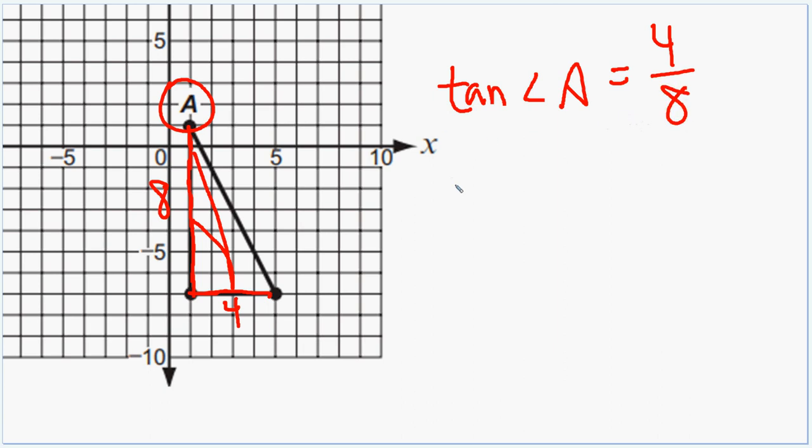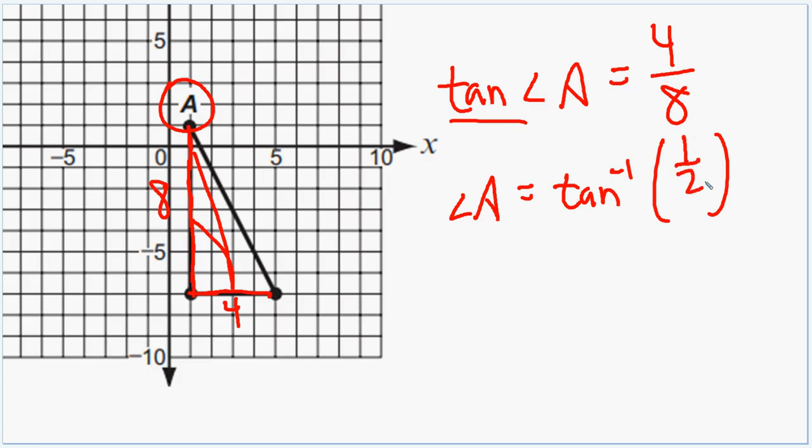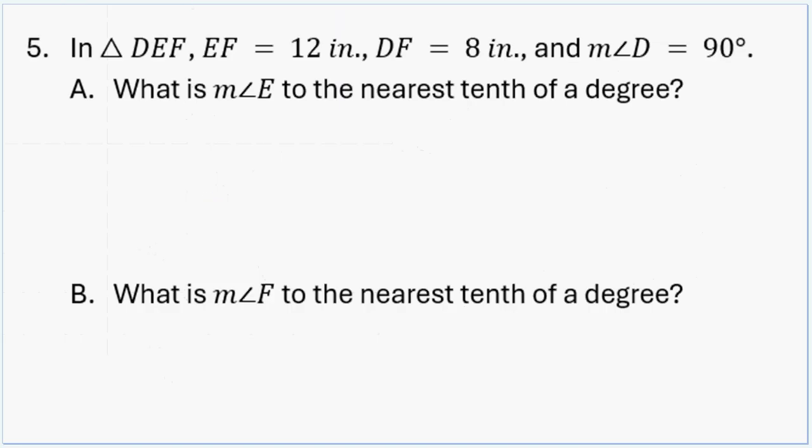So of course, to get rid of tan, we're going to use tan inverse. Angle A is the tan inverse. We can reduce 4/8 to a half. So we punch that in our calculator, and we get angle A is about 26.6 degrees. All right. Number 5, we have another triangle. Looks like we're going to have to draw it.